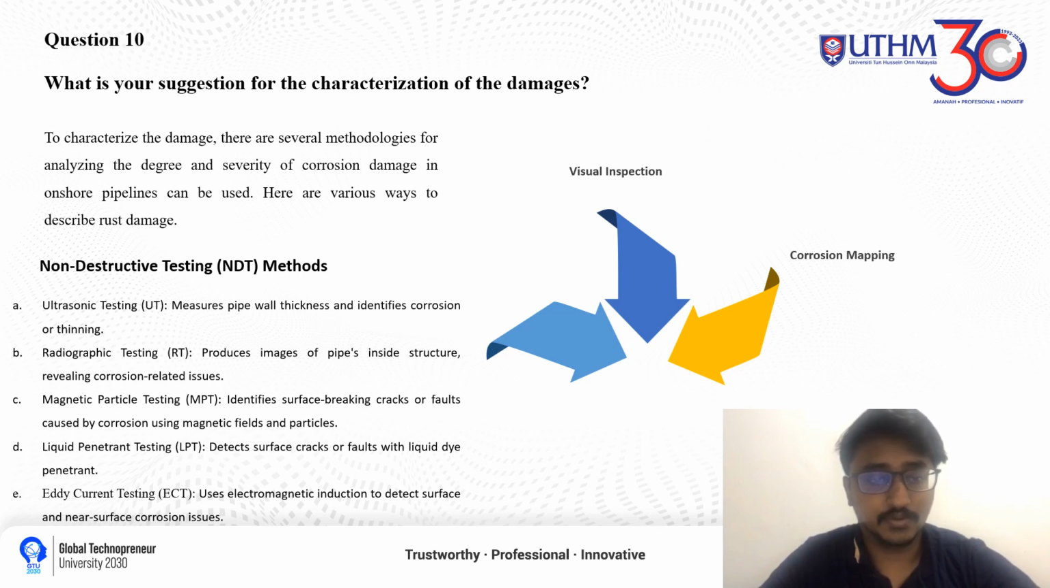Whereas magnetic particle testing identifies surface breaking cracks or faults caused by corrosion using a magnetic field and particles. Liquid penetrant testing detects surface cracks or faults by using a dye penetrant. Finally, eddy current testing uses electromagnetic induction to detect surface and near surface corrosion issues. That is all from me. Thank you.